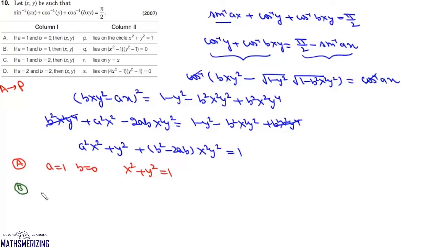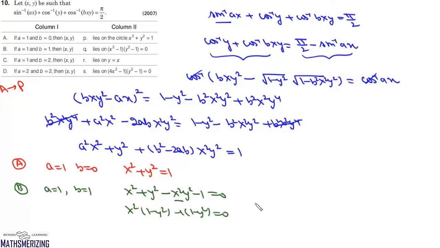Now we'll take a as 1 and b as 1. We'll get this as x square plus y square minus x square y square minus 1 equals 0. So we can write this as x square into 1 minus y square and then minus 1 into 1 minus y square equals 0. So we can simply write this as 1 minus x square into 1 minus y square equals 0. So in that case, this point will lie on x square minus 1 into y square minus 1 equals 0. So this b matches with q.